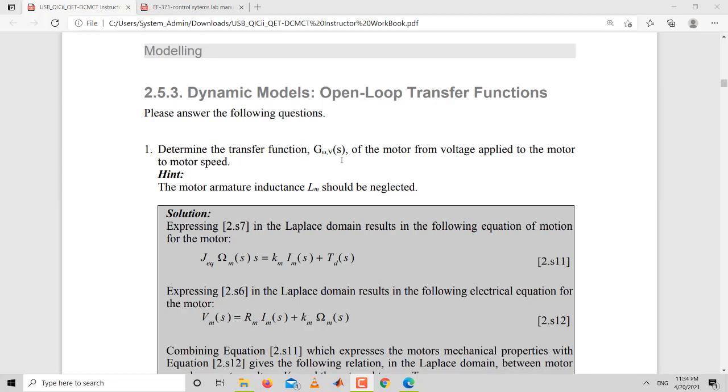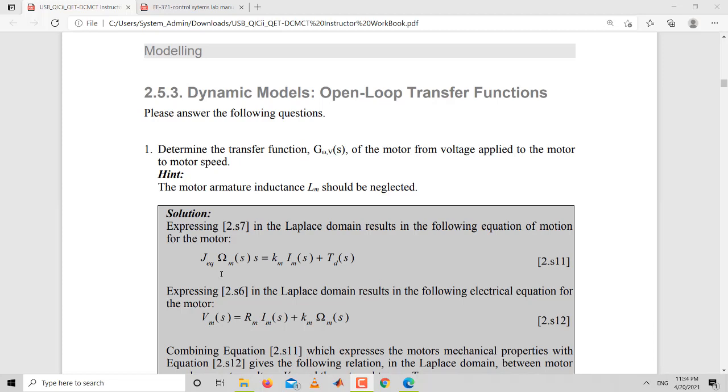We have already developed this equation that is mentioned here, the inertial equation: J omega dot, or J omega s, is equal to the total torque applied. The total torque is tau equals Ki plus any disturbance torque tau d. Also, the equation written in the next line on this screen is V equals IR plus K omega. That was also developed in the last lab from the motor model.